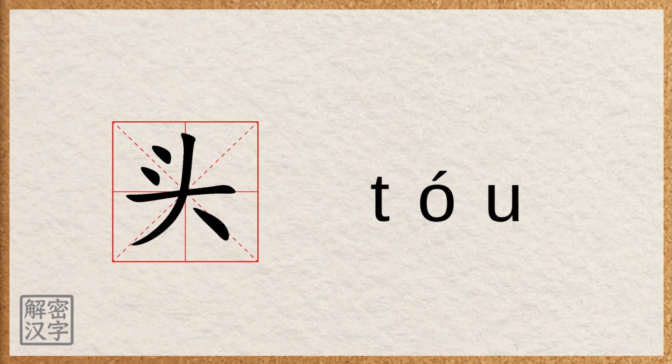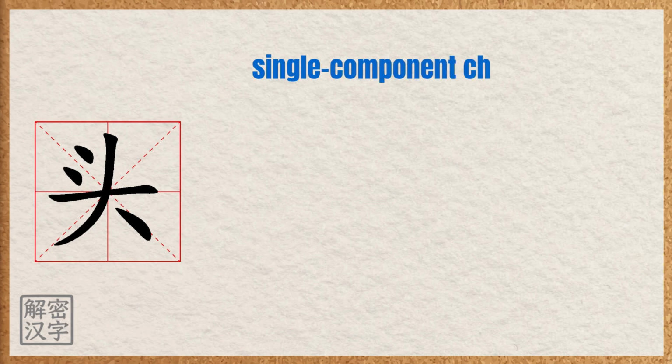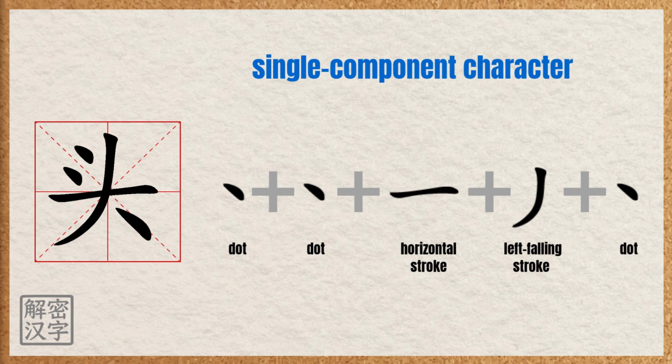Tou, tou, tou. This is a single component character made up of 5 strokes: 2 dots, 1 horizontal stroke, 1 left falling stroke, and 1 right falling stroke.